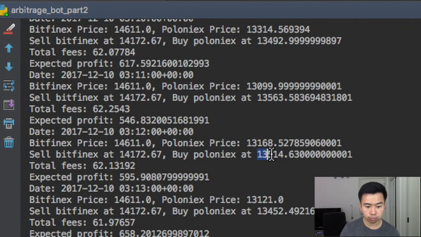And then for Poloniex, we're going to buy it at a little bit of a higher price to account for slippage. We're going to try to place the buy order at 13,514. And our total fees are 62. So our expected profit here is 595.